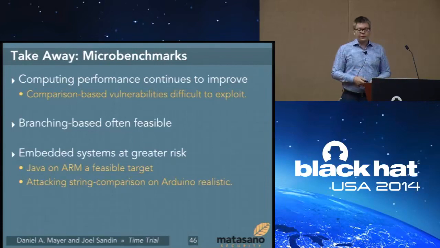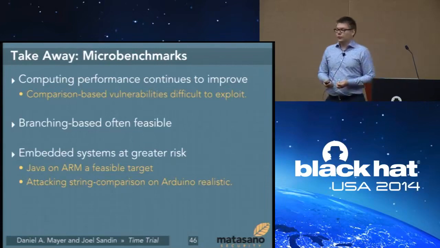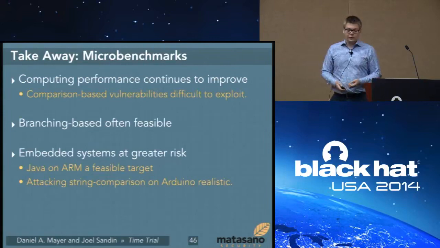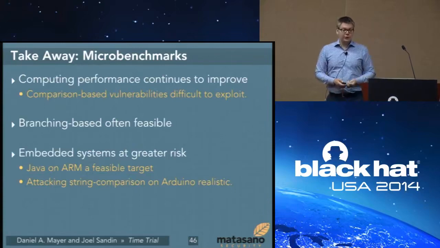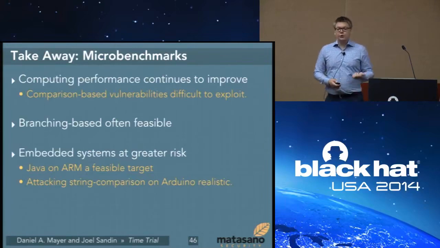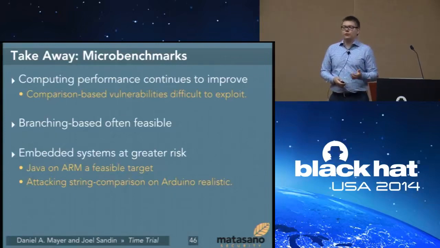But on the other hand, we see that these branching-based vulnerabilities are often feasible. So there's a good way of having these vulnerabilities in your applications, and it really depends on where they are to determine if there's any risk for you. And especially lower-end systems, like embedded systems, are at greater risk of this. We have seen, Joel has talked about Java and ARM as a quite feasible target. And we actually looked at an Arduino, which only runs with 16 megahertz. And there you can actually do string comparison timing attacks on the Arduino because it just takes so long to do one additional comparison. So that's actually something, it's just like 0.5 microseconds, I believe, for one string comparison.